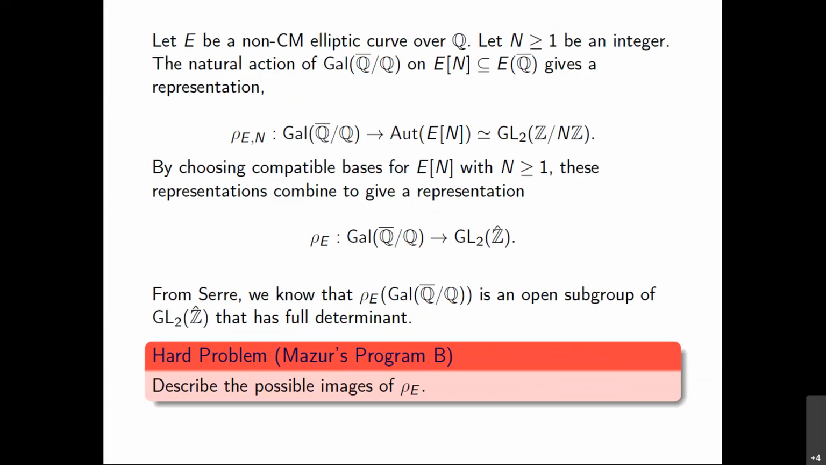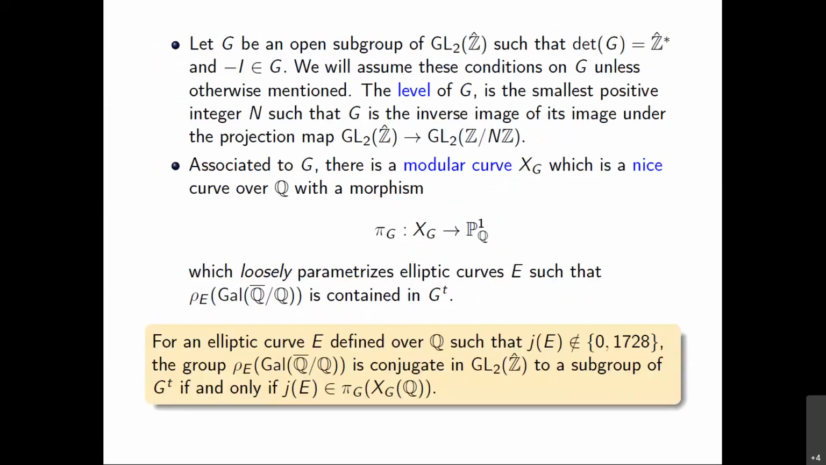I'm sure most of you are familiar with Mazur's Program B, and that it's a very hard problem to give a description of images of ρ_E. So the reason why modular curves are interesting objects to study is because the points of these curves are elliptic curves, and they contain additional information about their associated Galois representation. So I'm going to give a brief introduction to modular curves in this slide, and I'm going to talk about them in detail in coming slides.